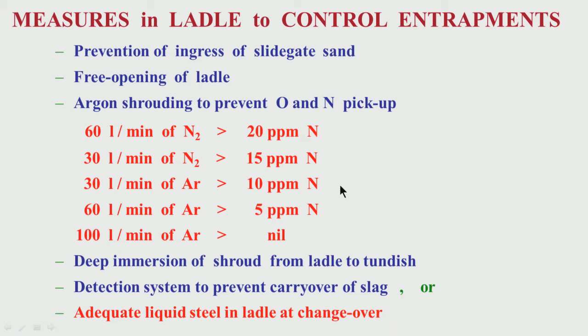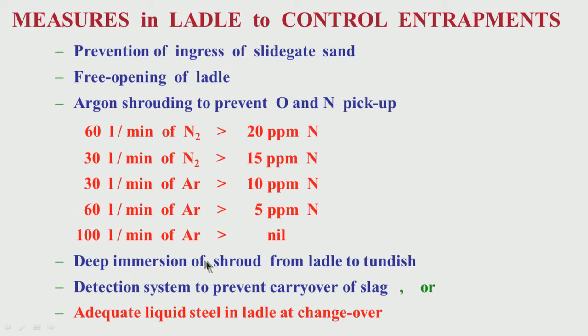Now, the question is how much argon do we use? I had mentioned in the last session that we have to use around 100 liter per minute of argon to control total cutoff of air ingress. If you use less argon, say 30 liter per minute, then maybe 10 ppm of nitrogen pickup, and also there will be oxygen pickup, because both of these are coming from air. So 100 liter per minute of argon is necessary to reduce this pickup of nitrogen and oxygen.